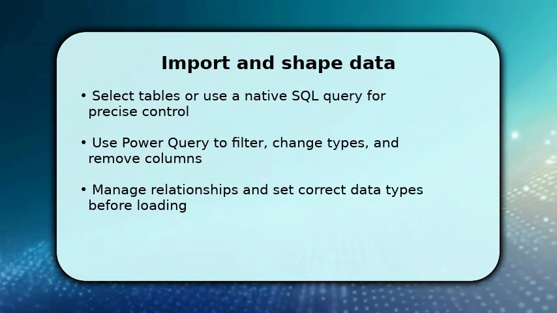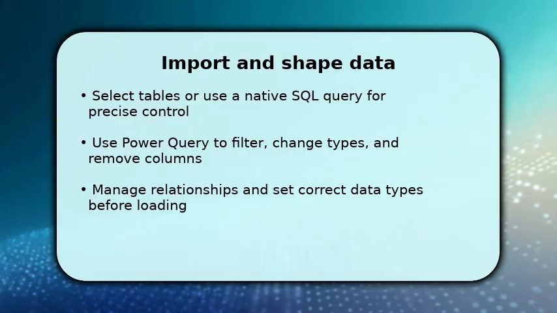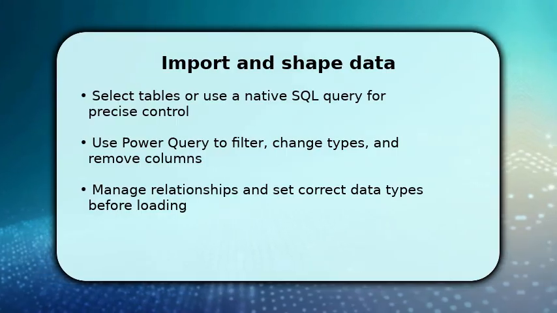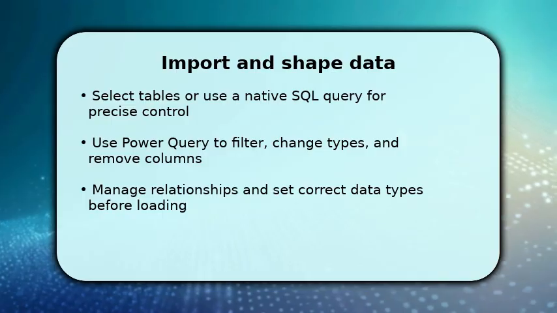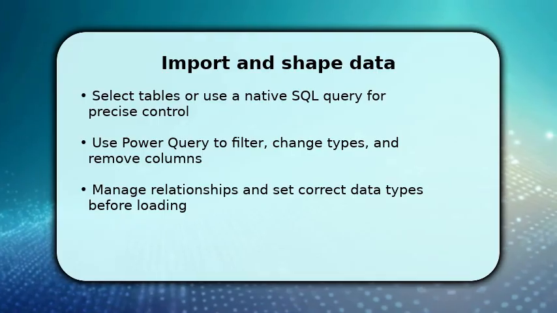Once connected, pick the tables you need or write a native SQL query to limit rows and reduce load. This improves performance. Click Transform Data to open Power Query. Apply filters, rename columns, change data types, and remove unnecessary fields to shrink the model.